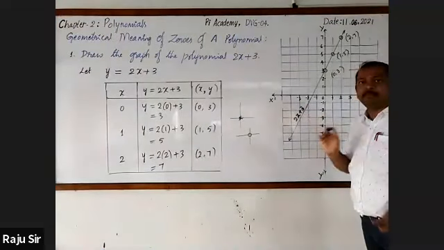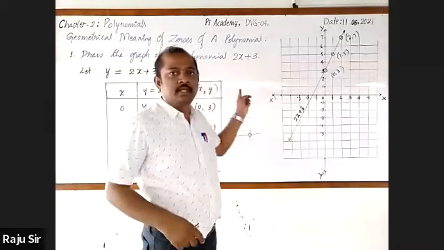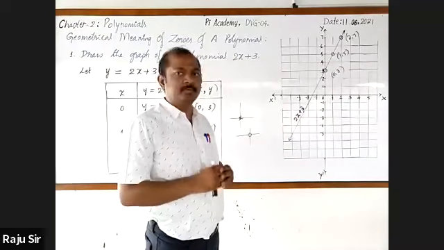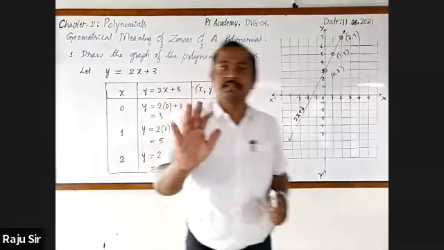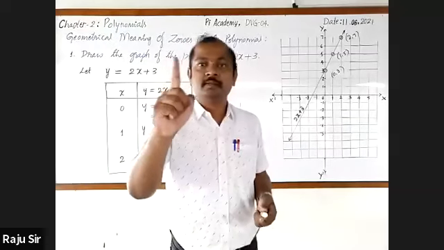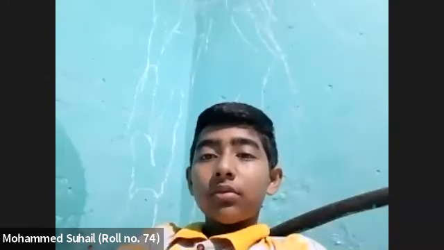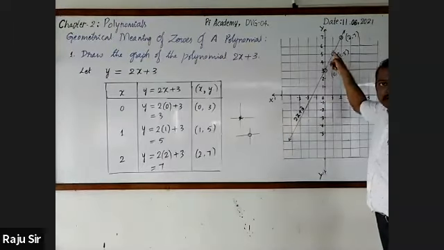Now let us go for some important points with respect to this. Listen here. You must stop writing. Hope that you have completed. Here, 2x plus 3 is a polynomial. What type of polynomial is it? Linear polynomial. Why is it a linear polynomial? It is having one degree. Then what is the nature of graph of this linear polynomial? Straight line. It is a straight line.